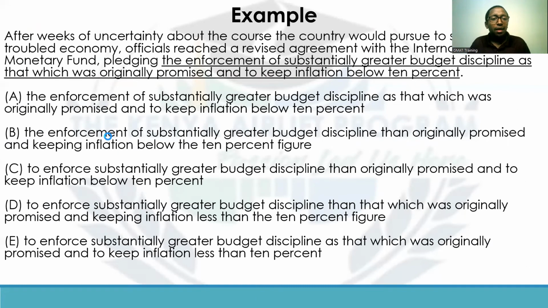Okay, so we have: after weeks of uncertainty about the course the country would pursue to stabilize its troubled economy, officials reached a revised agreement with the International Monetary Fund, pledging the enforcement of substantially greater budget discipline as that which was originally promised, and to keep inflation below 10%. So we have our options.